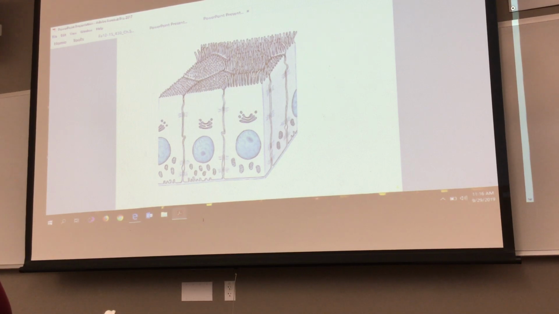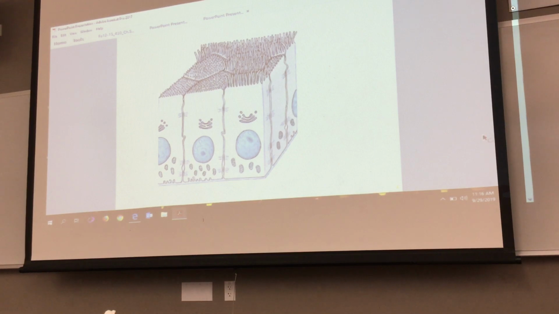Function of cilia. Move substances across the surface of the cell rather than moving the cell itself, which is what a flagellum does. Microvilli. Increased surface area. Typically for increased transport, to move more stuff.